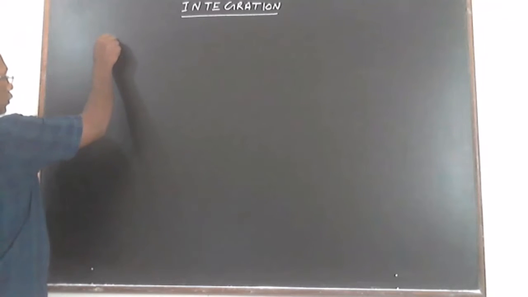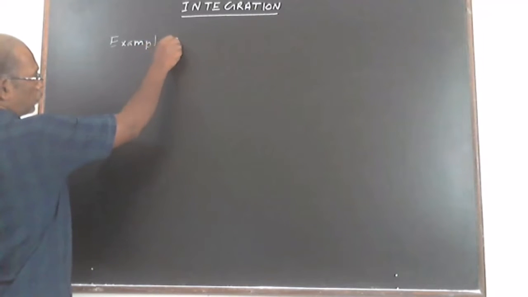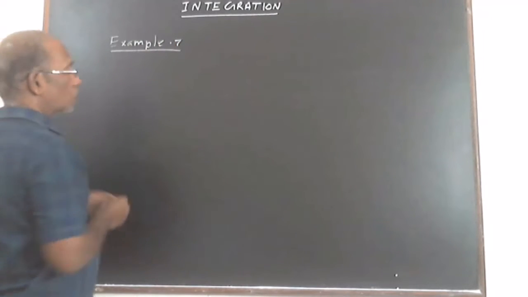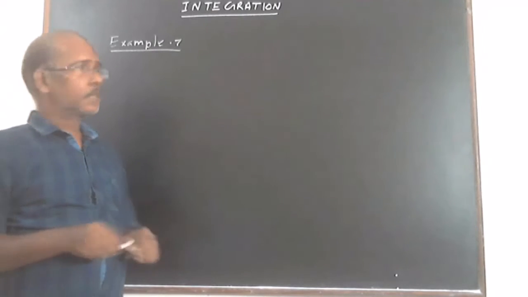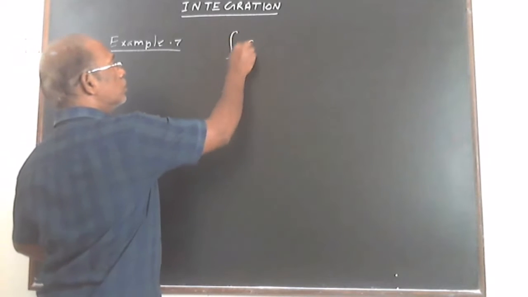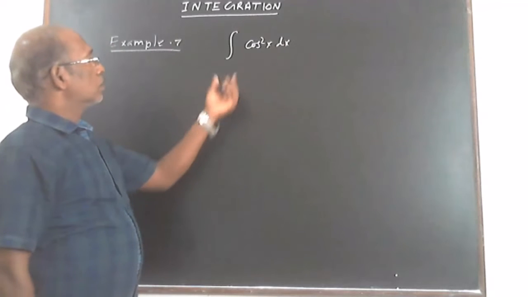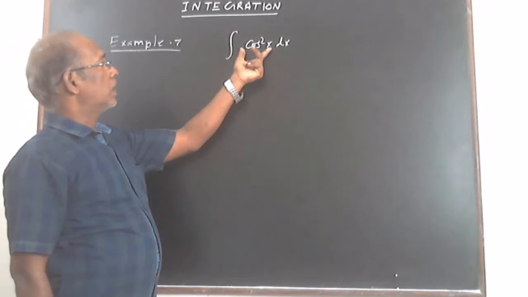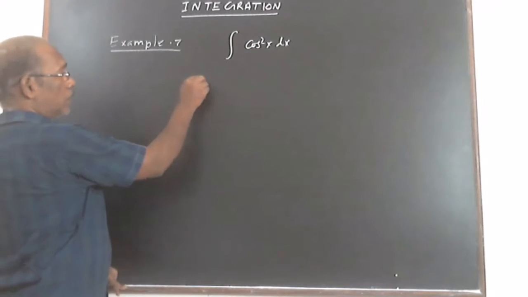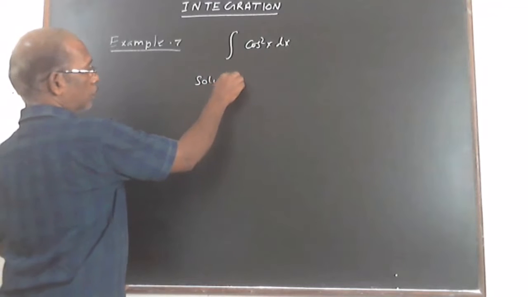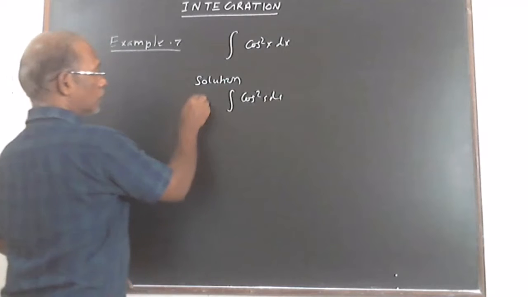Example 7 from the book. Question number 7. Example 7. Integral of cos square x. Using trigonometric identities, we have to integrate cos square x. This is a very basic example. And solution: I equals the integral of cos square x dx.